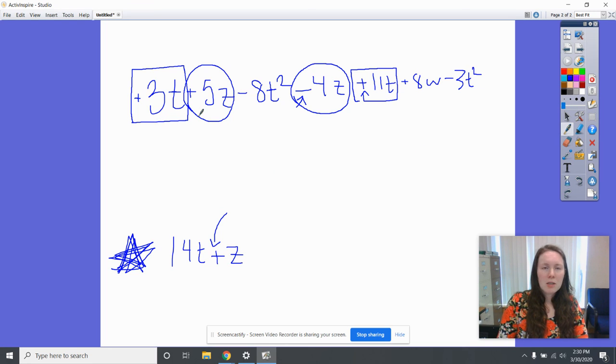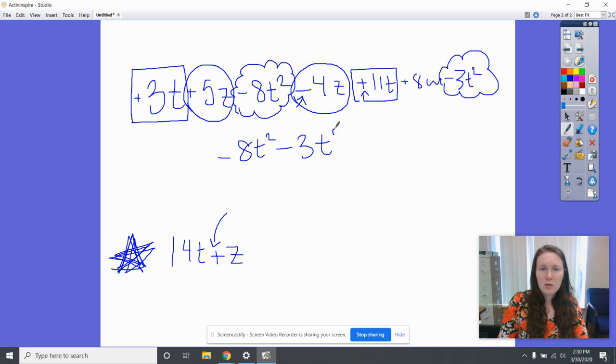Let's see, I did a box and I did a circle. How would I do a cloud or flower, whatever you want to call this? I have a negative 8T squared and a negative 3T squared. So now this is negative 8T squared minus 3T squared. So I could just in my calculator type negative 8 minus 3. I don't want to throw in any extra negatives where there's not supposed to be. And that gives me a negative 11T squared. And I just write negative 11T squared.